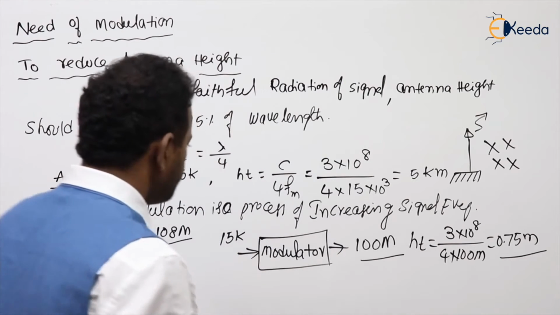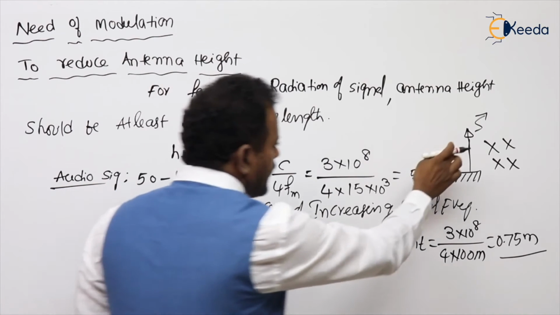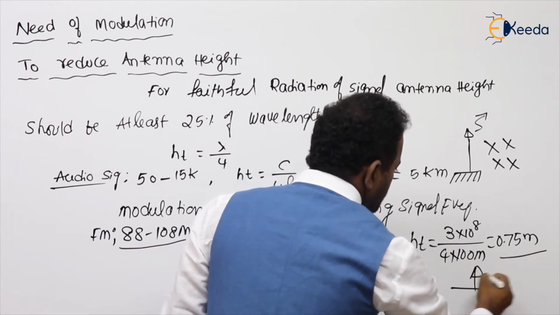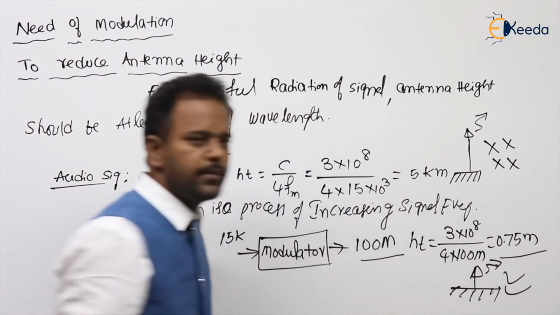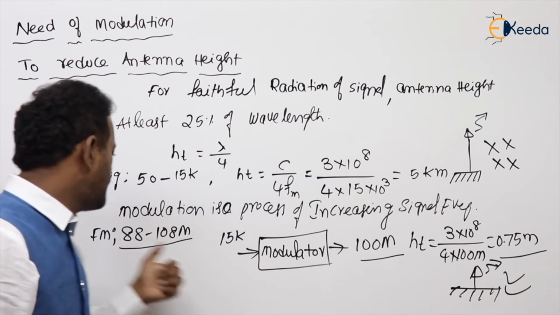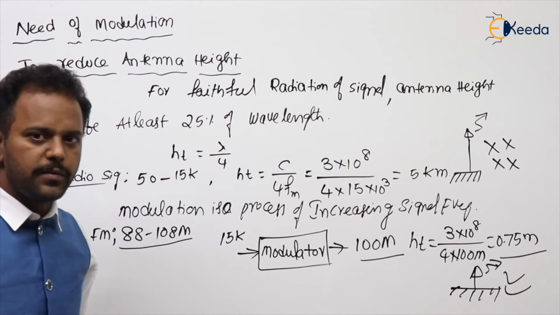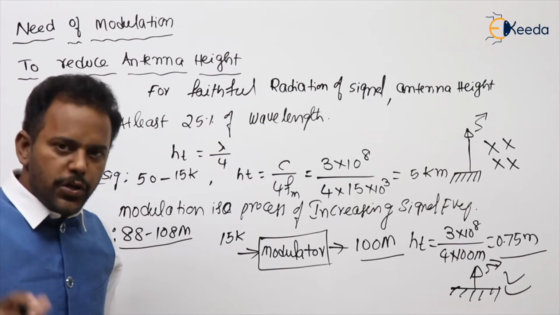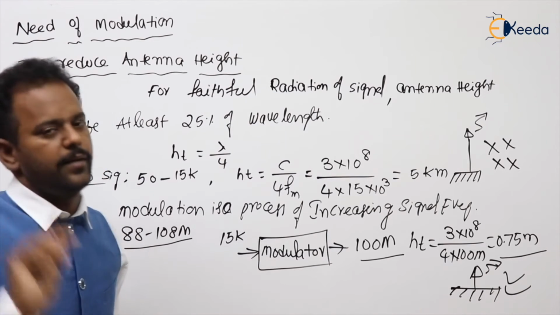Like here, what is the first advantage or first need we got? Here antenna construction is not possible. Here 0.75 meters means we can easily construct the antenna and radiate. Why did I take 100 also? 88 to 108 is the practical FM range, so I took the middle value and showed it. Because of modulation, antenna height is reduced and practically we can construct it and radiate our signal.